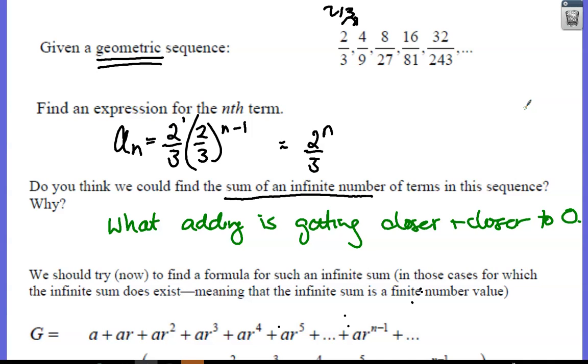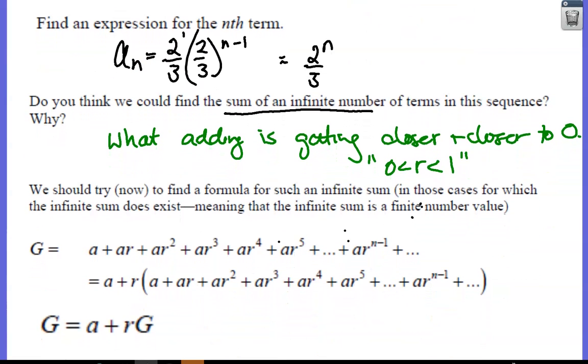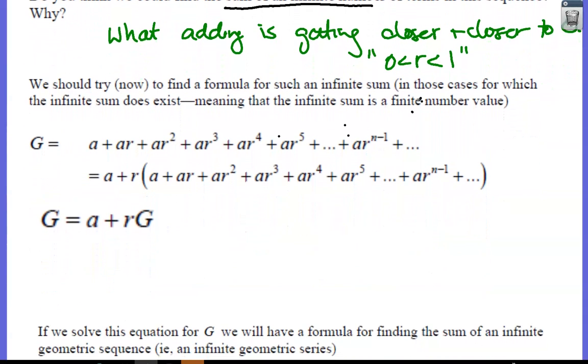So then what case would that happen in? Well, we said the numbers have to keep getting smaller. And so your r value has to be between 0 and 1. That would make your numbers smaller every time, as long as the number you're multiplying by is less than 1. So in this one, my r value is 2/3. So I could do this. So let's try to find a formula for it.